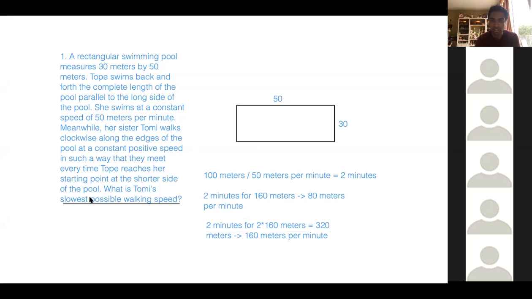But because we want the slowest possible walking speed, it should be the 80. The 40 was kind of the opposite direction. We had to multiply it by 2 instead of divide by 2, corresponding to doing multiple rounds in the same amount of time. Does that make sense? Any questions? Okay, let's go to the second problem.